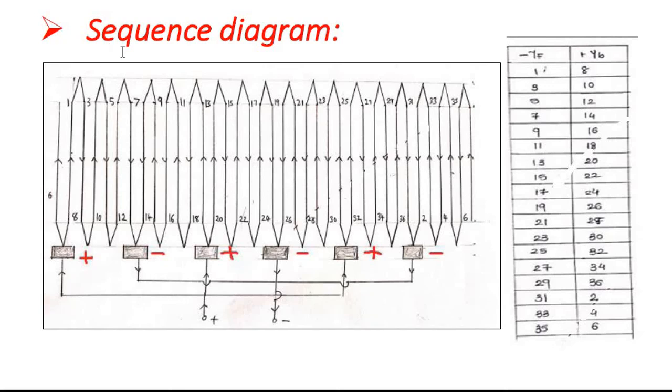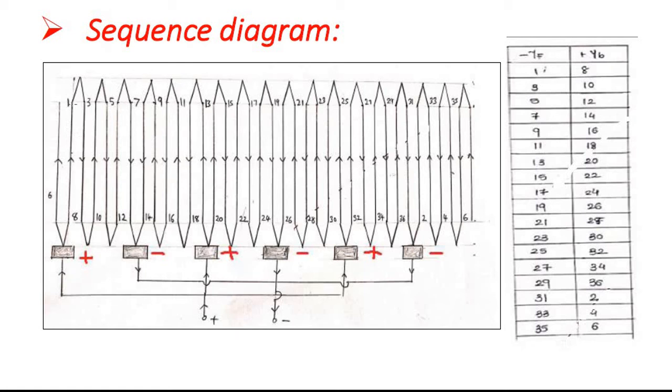Now we will discuss the sequence diagram. It is also a very important diagram. It is also asked in the GTU examination with the developed diagram. The main function of the sequence diagram is to show the current directions of each and every conductor used in the lap winding. So first of all, we have to draw a total of 36 conductors like this.